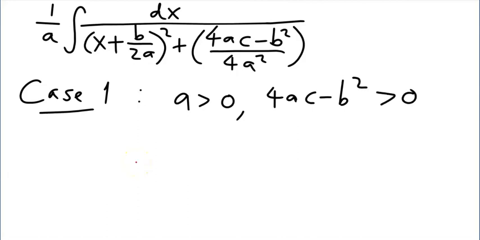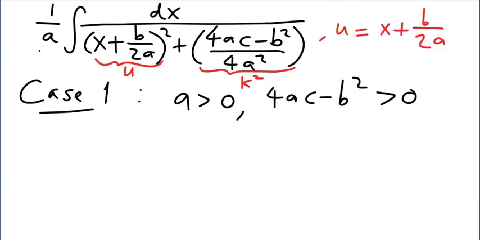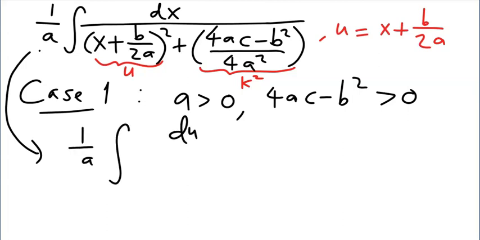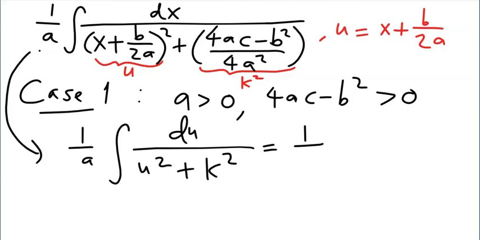So now, if you let the quantity in the first bracket, x plus b over 2a, be, let's say, u, a new variable, and the second term here, the 4ac minus b squared over 4a squared, be, let's say, k squared, then this integral will simply become du over u squared plus k squared. And this, we know, is one of those standard integrals for which the solution is 1 over a. So 1 over a is simply that term.